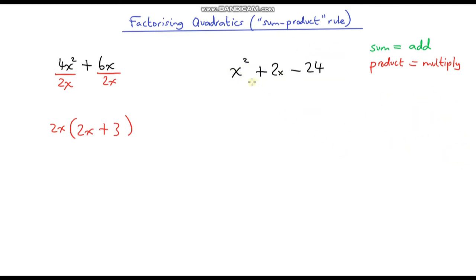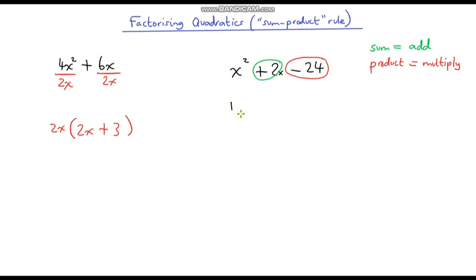So let's do another example. This time we've got x squared plus 2x minus 24. And I want to factorise this expression. So I need to identify two numbers whose sum is positive 2 and whose product is negative 24, and make sure you include that sign in front of the number because a term always includes the sign in front of it. That's negative 24. So which two numbers multiply together to get negative 24?